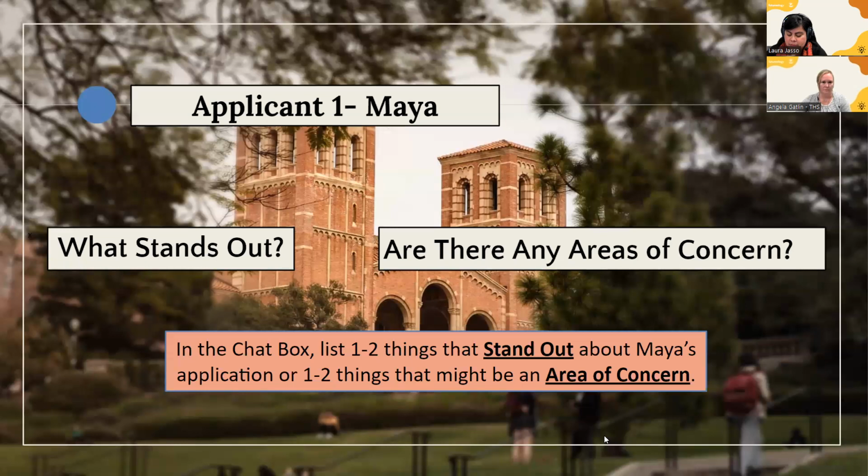So with that being said, that's a summary of Maya's application. If you're able to, are there any areas that stand out to you? So what are some things that stand out about Maya's application? And you can also, if there are any areas of concern, mention that.